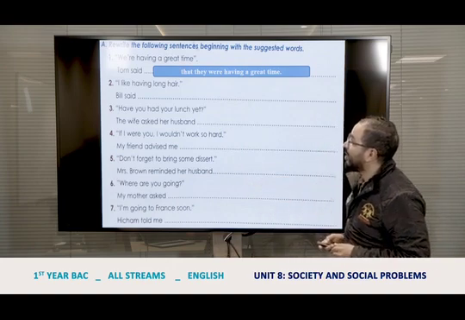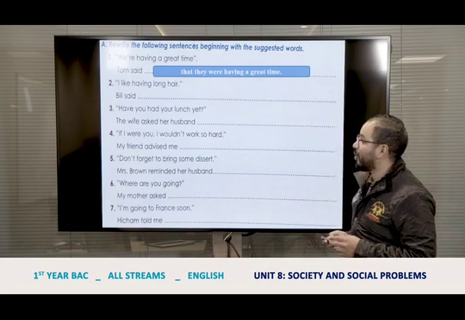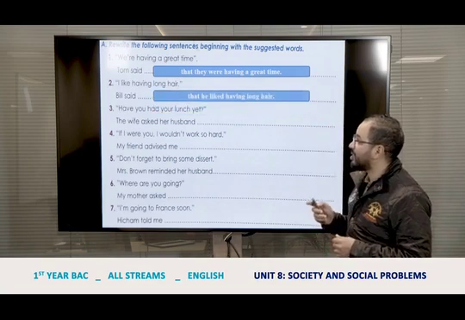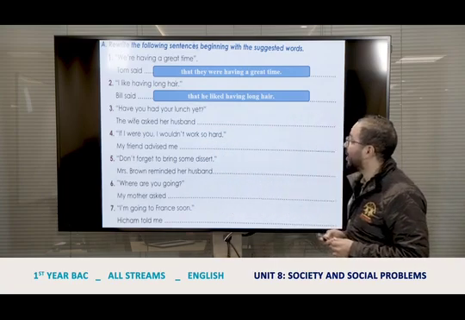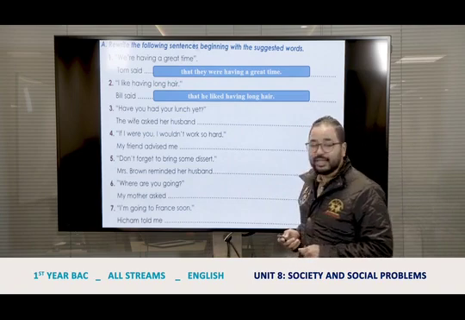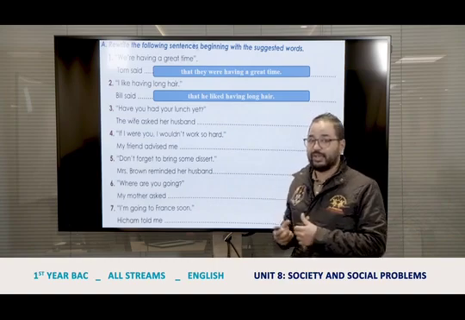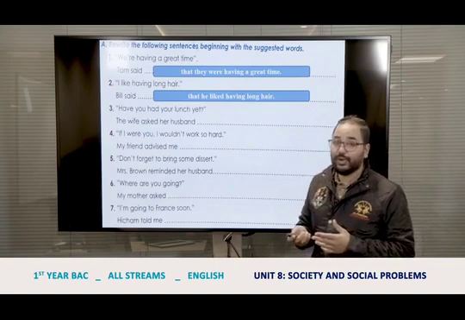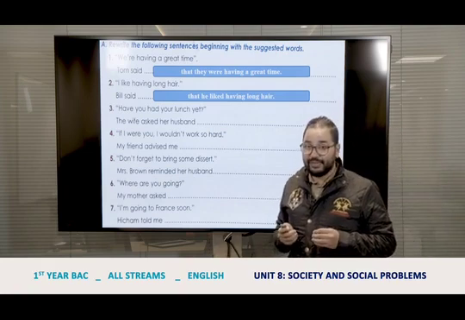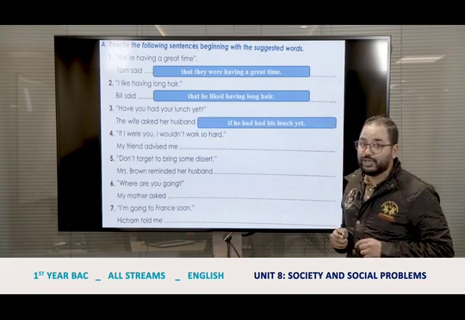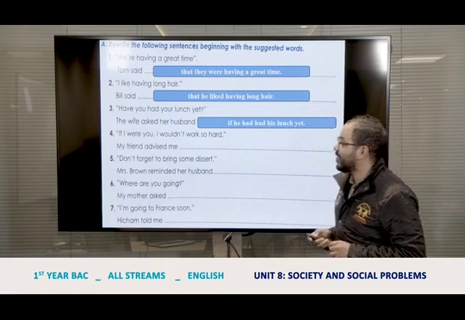"I like having long hair." This is number 2. Bill said, we're talking about Bill, said that he liked, like in the past, liked having long hair. "Have you had your lunch yet?" This is a question. This is not a WH question. It's a yes/no question because the answer here would be yes or no. The wife asked her husband. We use if with yes/no questions. If he had had his lunch yet.